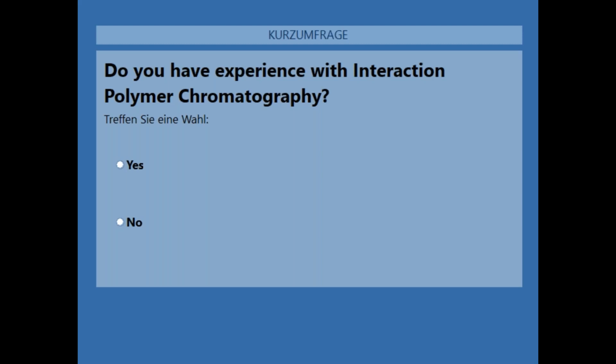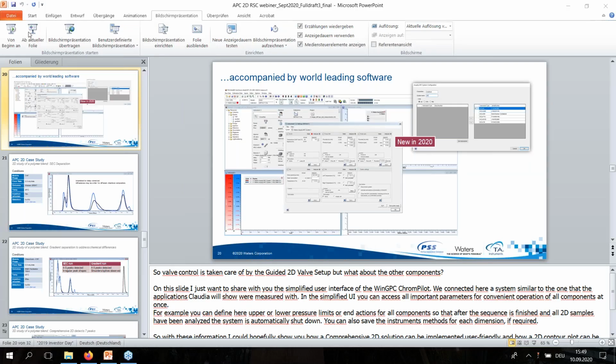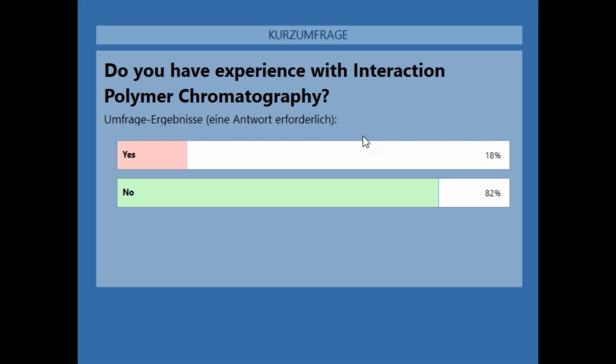This takes a snapshot of our audience, and I shall share those results. There we go. 82% has no experience with interaction polymer chromatography. You're in the right place to learn more about it, learn more about its potential benefits and how it might be a useful thing for you to move into in the future. And the 18% who already have are clearly here to learn more about something they already know and love. So thank you very much for filling in the poll.